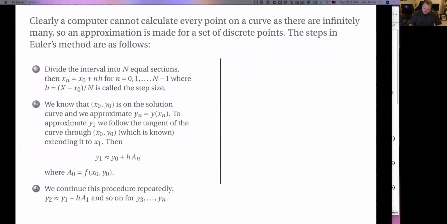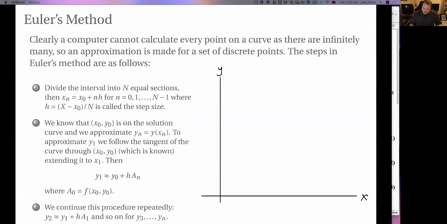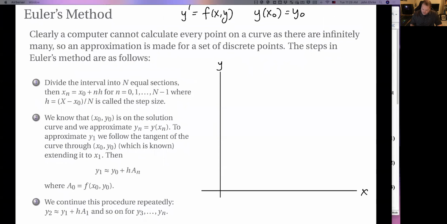So what we're after here is we're trying to plot the solution to some differential equation. So x, y. My differential equation is y prime equal f of x, y. And I'm starting at some point x naught, comma, y naught. So I'm starting this procedure at the only point that we know lies on the solution curve. And that's the initial point. The initial point we know must be on the solution.